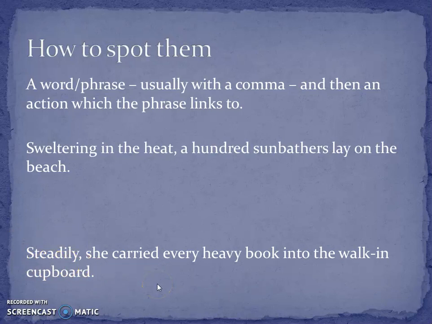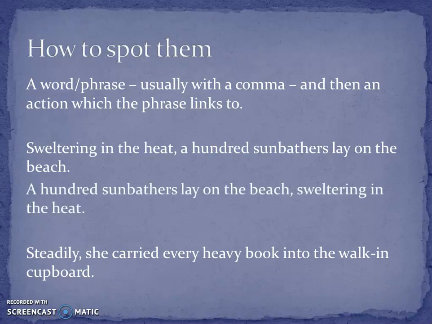The other thing that you can do is you might want to write them at the end. And all you do is you put the absolute phrase at the end. 100 sunbathers lay on the beach, comma, sweltering in the heat. That still works. It's still that everybody on the beach is sweltering in the heat. So it is an absolute phrase if the word or the sentence comes at the beginning or the end of the sentence with a comma and it tells you something about the whole of the rest of the sentence.